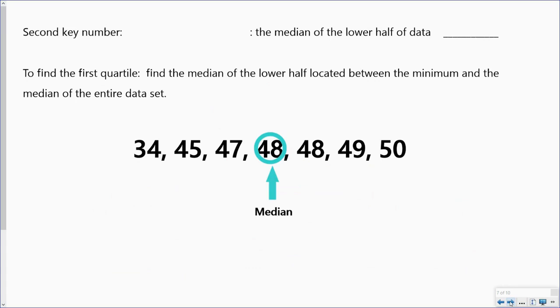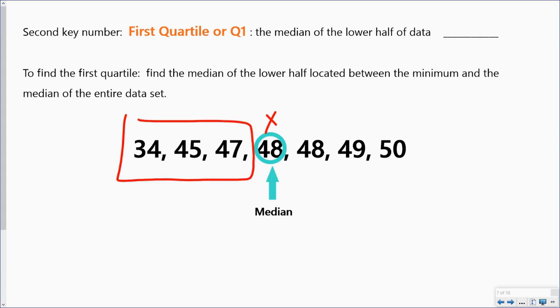My second key number is called the first quartile, or Q1, the median of the lower half of the data. When I look at my data again, I know that the median for the entire data set is right here, and I found that earlier. So my first quartile is the median of all of the data to the left of that. I'm going to look at this data right here and find my median just the same way I did before. I cross off here, cross off here. My middle number is 45. So my first quartile is 45, because that is the median of the smaller half of my data.